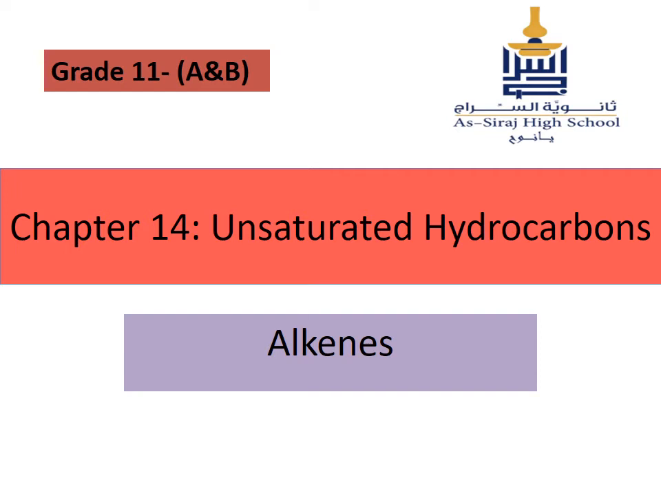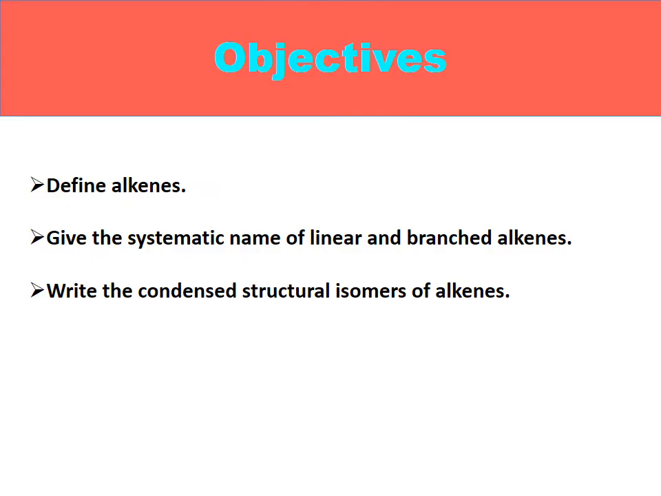Good morning, everybody. Today we have to start with a new chapter, chapter 14, about unsaturated hydrocarbons like alkenes. The objectives that we are going to explain today are the definition of an alkene, the general molecular formula and the occurrence of an alkene, the way to write the systematic name of a linear and a branched chain alkene, and the way to write the condensed structural isomers of alkenes.